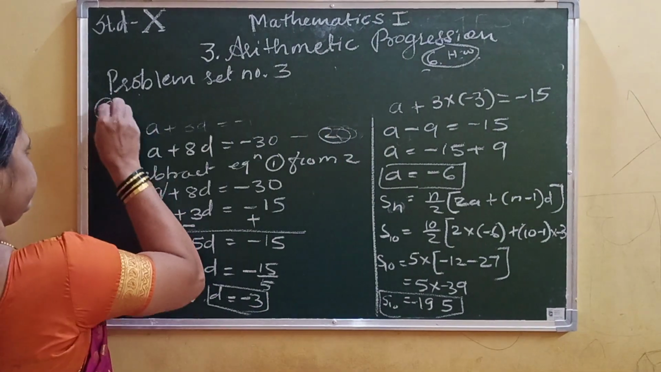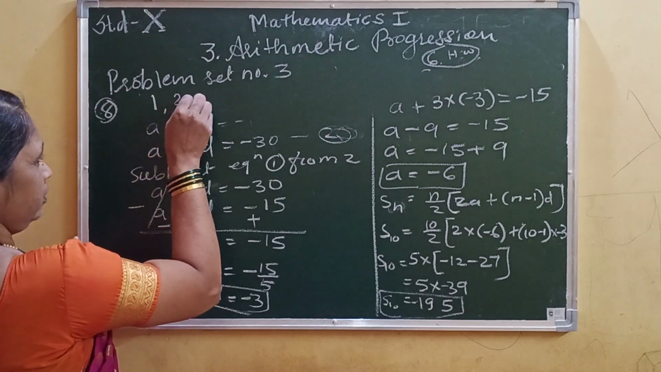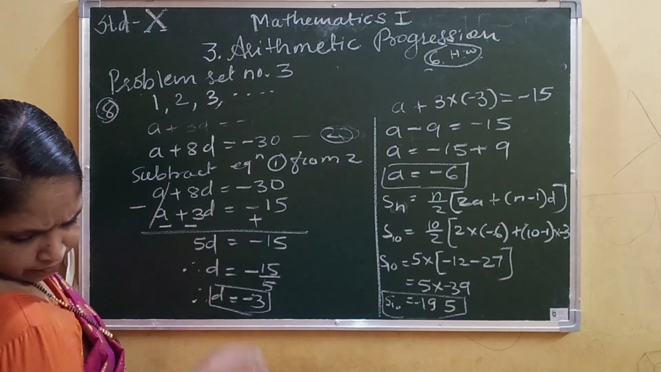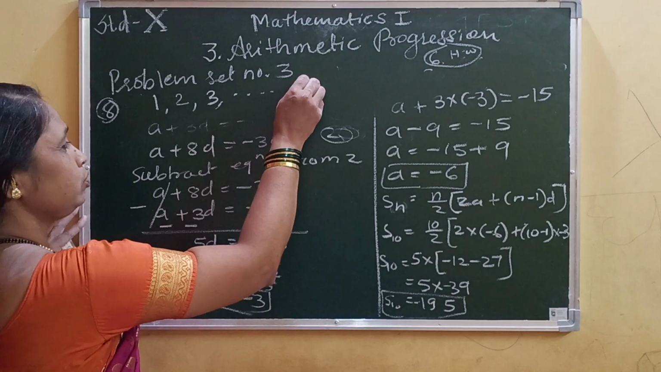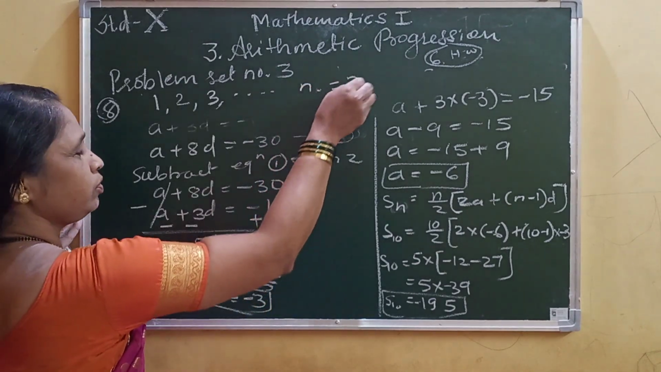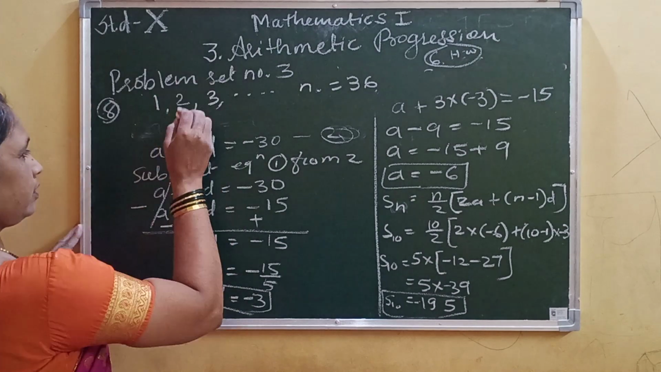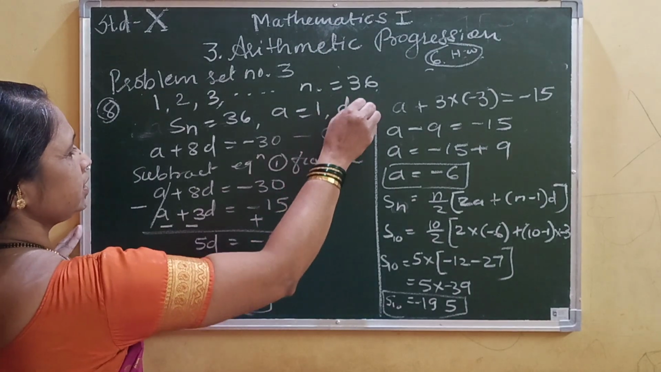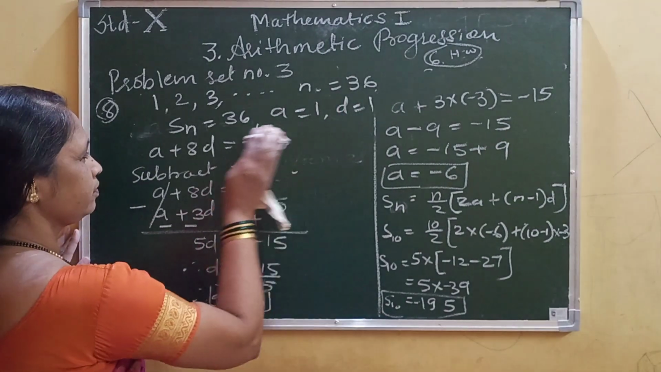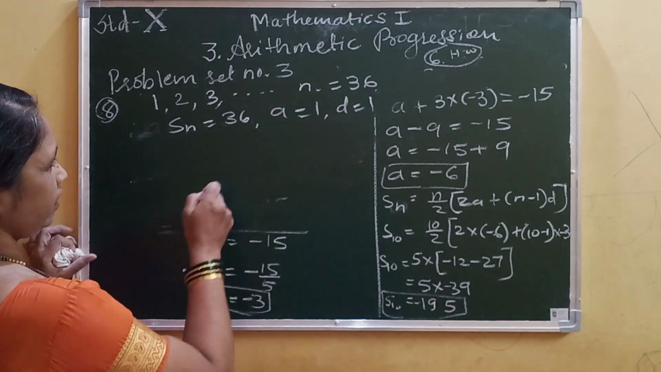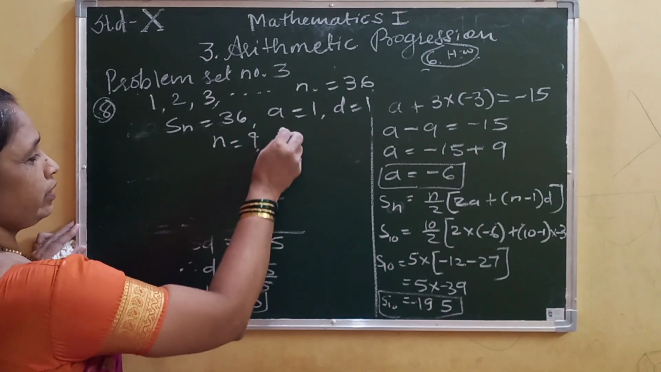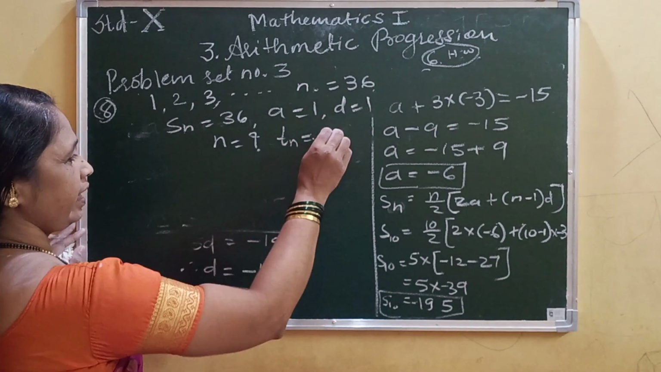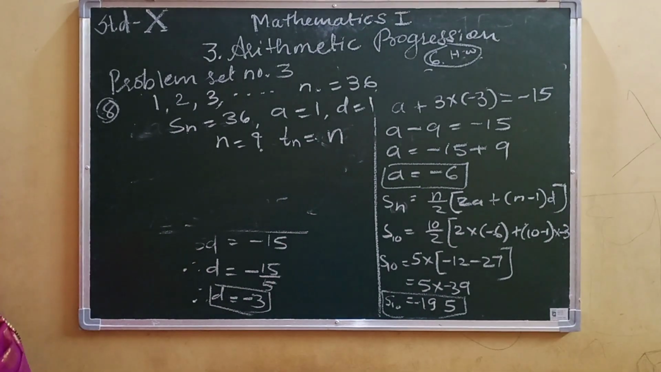Question 8. What is given? 1, 2, 3, dot dot, 1 to n natural numbers means 1 to n. This sum is equal to 36, which means Sn is given as 36. First term is 1. Difference is 1. You have to find out n, and Tn is also given. Tn is n. So you have to find out the value of n.